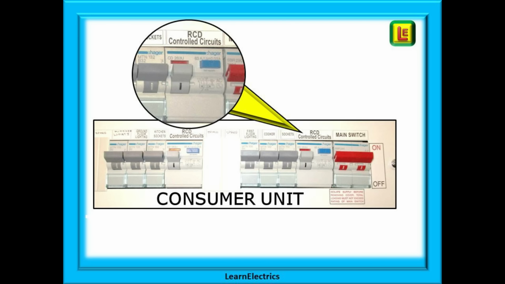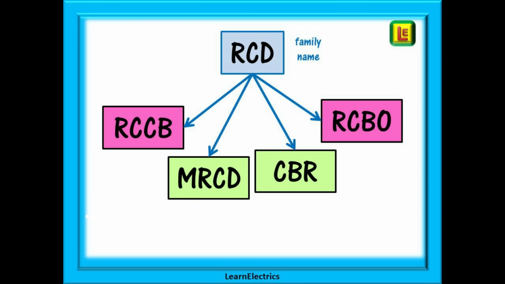Taking a look inside most modern consumer units, we will often find a device marked RCD that is protecting part of the installation. This is actually an RCCB. Let me explain. RCD is the family name, and in this family we have several similar but very different devices, including RCCBs, RCBOs, MRCDs and CBRs. In this video we will concentrate on the two popular devices, the RCCB and the RCBO.